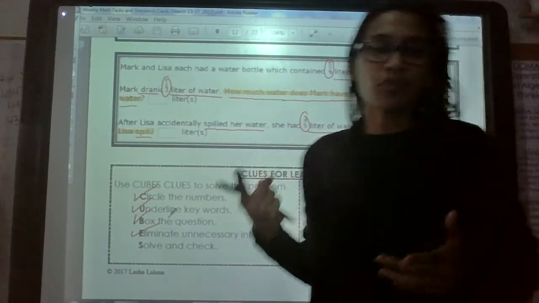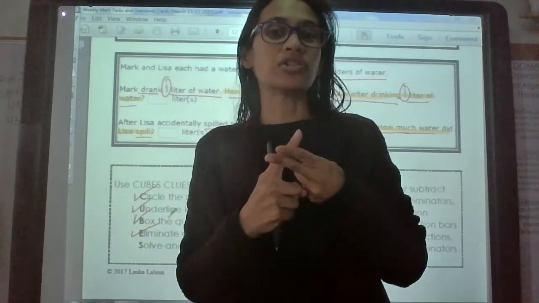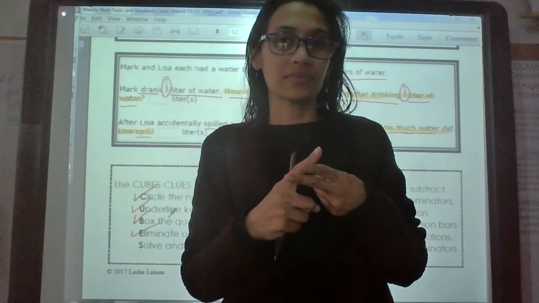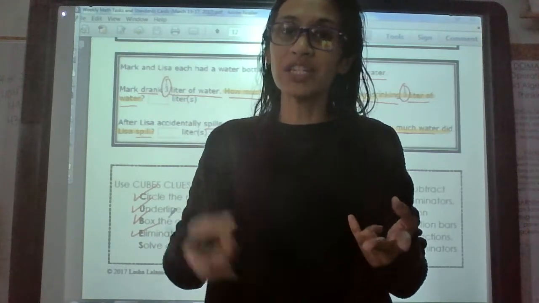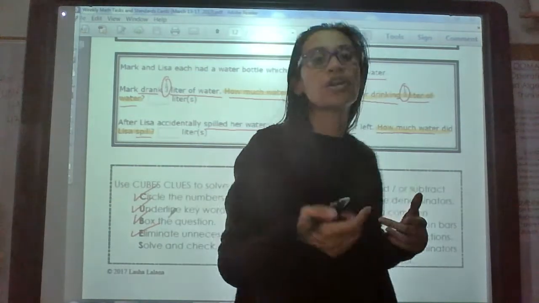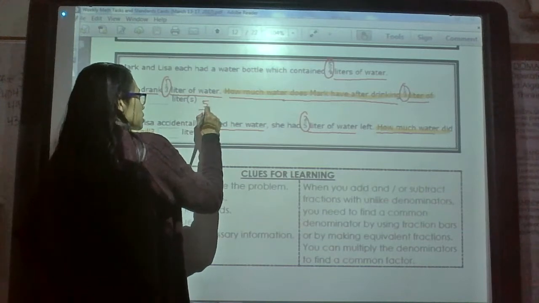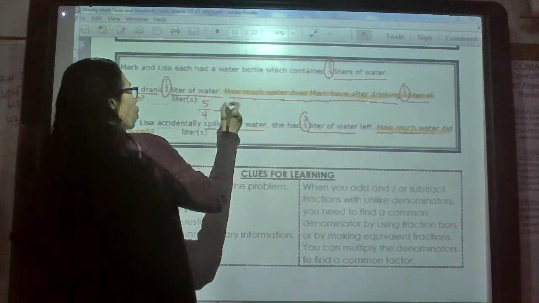Now, in reading that standard, I already gave you the clues of two choices of operations. Are we adding or subtracting? We need to subtract, because if he drank it, that means we're taking it away. How much water does he have left? So I need to do what? 5/4 minus 1/3.